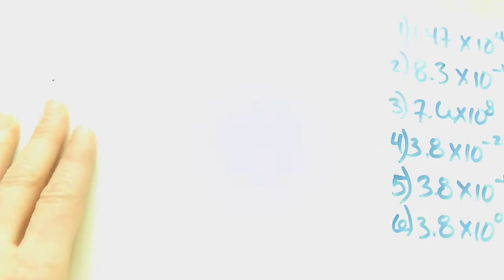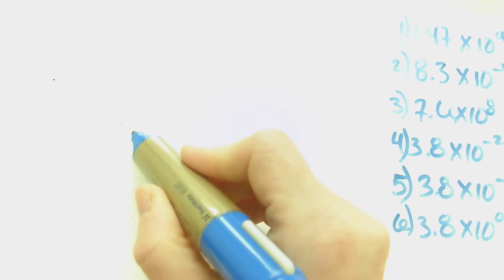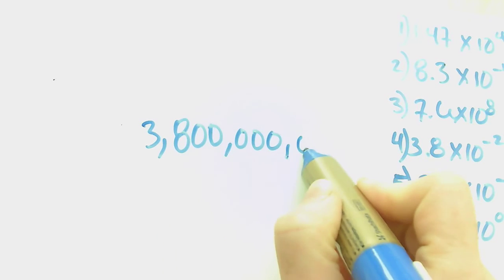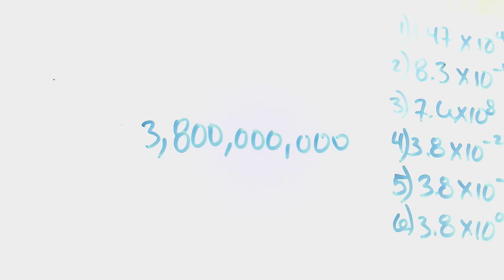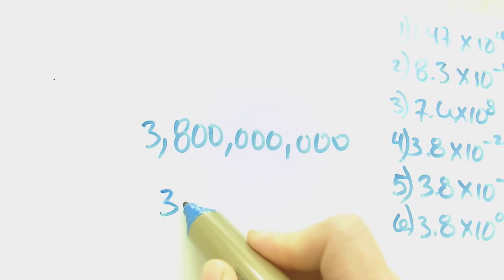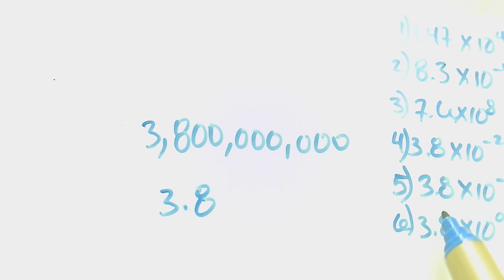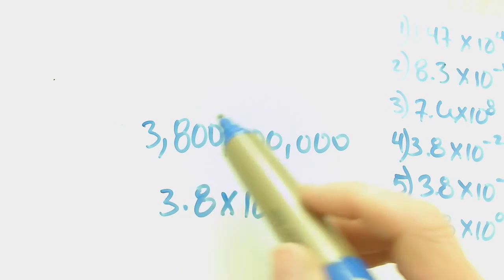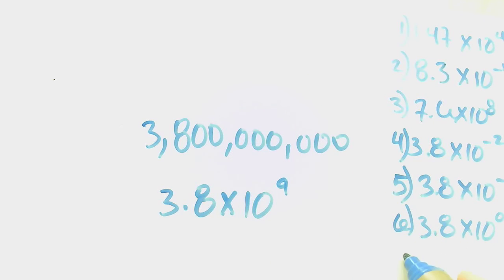Number 7 was the number, let's see, what is that? Hundreds, thousands, millions, billions, trillions. 3,800 billion. Very large number. For this particular number, we would put the decimal point between that 3 and that 8 again. So it's our fourth one in a row where 3.8 is that first number. And then it would be times 10 to the 9th power. So number 7 is 3.8 times 10 to the 9th power.